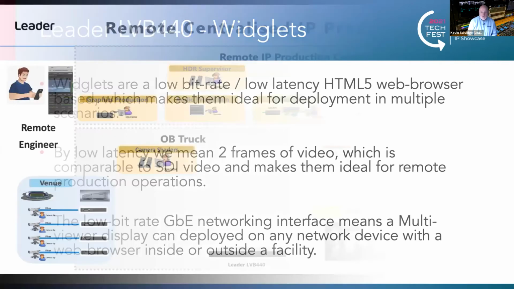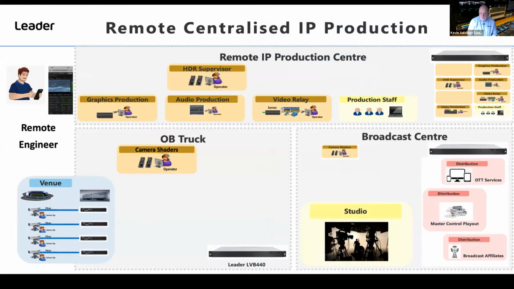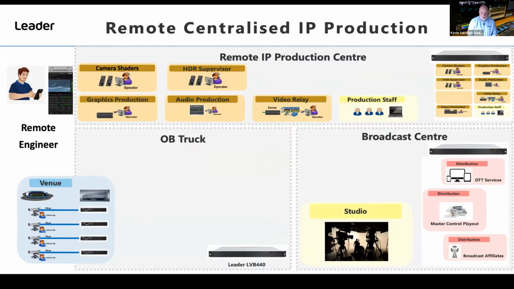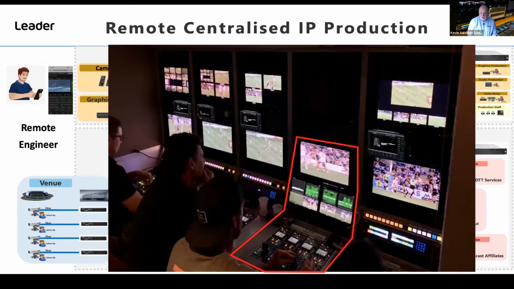So if we take a look here, back at our OB truck with its remote IP production center. And this allows us to move the camera shaders out of the truck. And this has actually been done. Here we have an image where the camera shader is monitoring 4 camera channels, and he's viewing them using the Widglet displays, where he's got a picture and waveform. He still has his reference monitor for viewing, but you can see the space that has now saved. There's no waveform monitor display. There's no multi-viewer display.